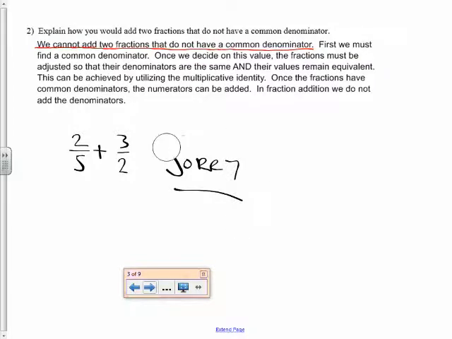I mean, we spent quite a bit of time on it. So don't tell me you can't do it, please, and let that be your answer, because I obviously want to know how you do it. And the first thing we got to do is we have to find a common denominator.